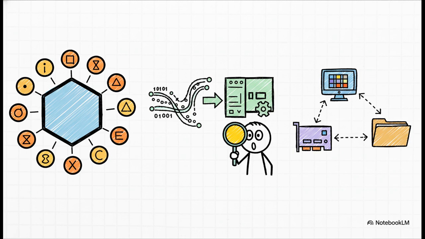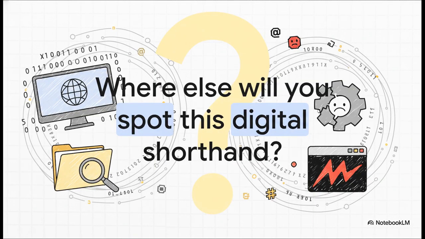So let's just do a super quick recap of the most important stuff. Hexadecimal is a base 16 system, and it uses the numbers 0 through 9 and the letters A through F. Its whole job is to be a compact, human-friendly shorthand for binary. And now that you know that, you'll start seeing it absolutely everywhere, from the colors on a website to your computer's network address.